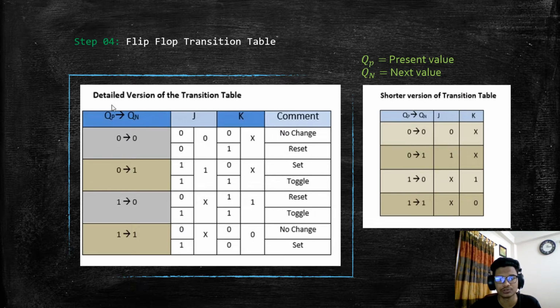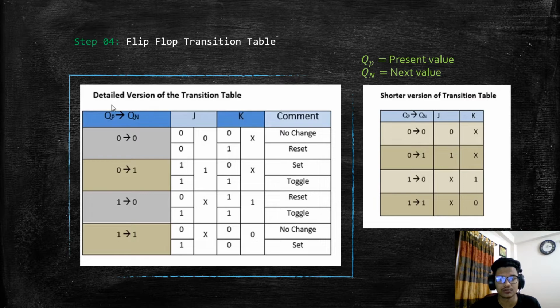Then for the next output we need 1, and the present output value is 0. So for this we put 1 in J and 0 in K. This is the set condition. We can also put 1 in J and 1 in K, which works like a toggle. Similarly, when the present value is 1 and our next desired output value is 0, we can put 0 or 1 in J and 1 in K. 0, 1 works like reset and 1, 1 is toggle.